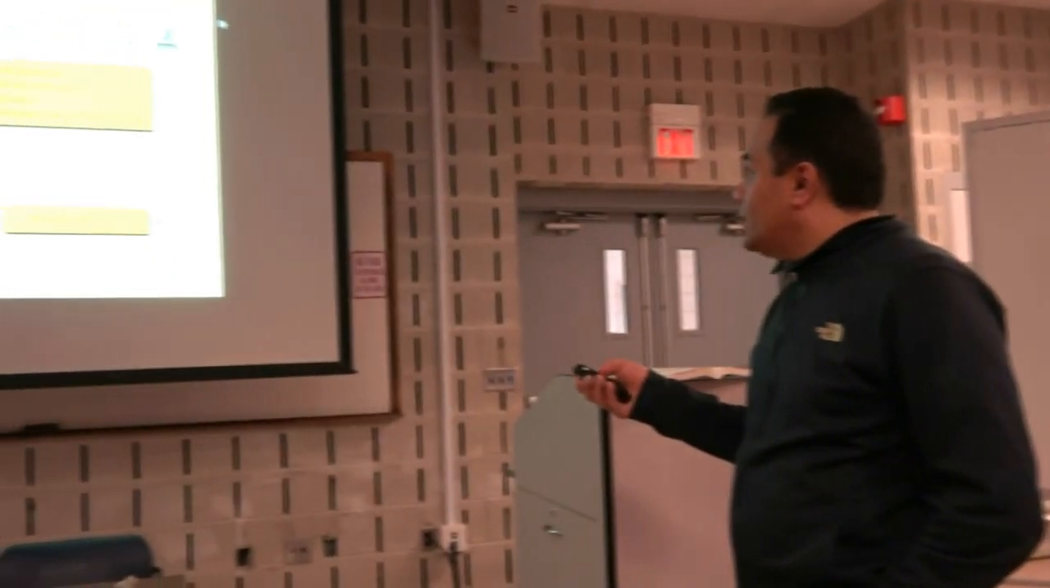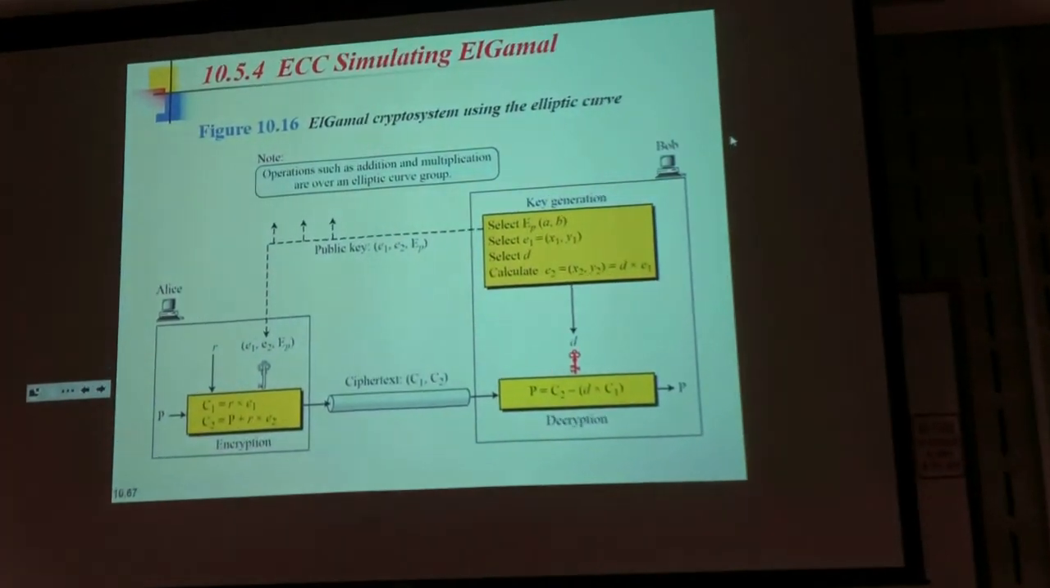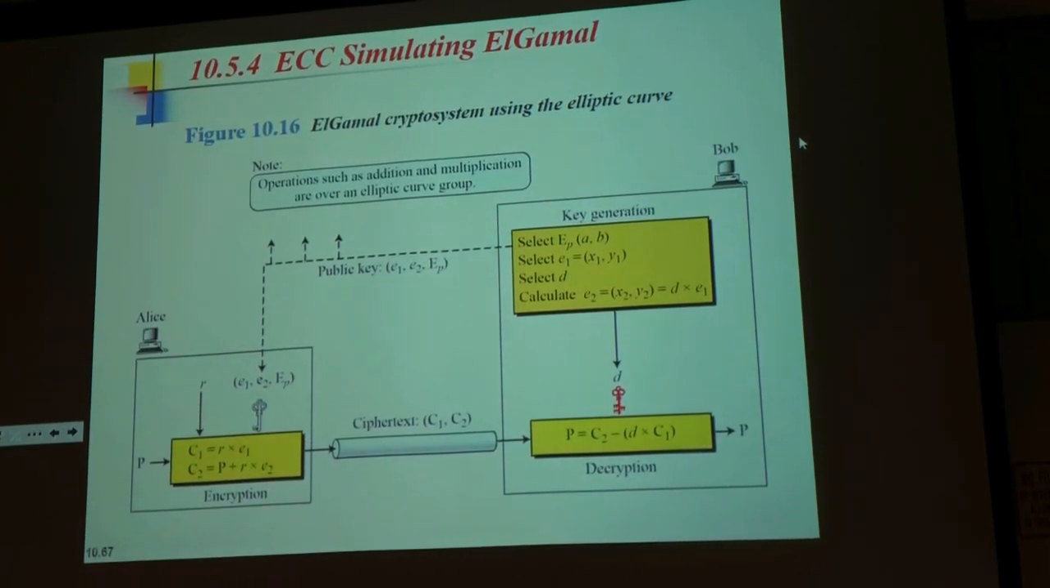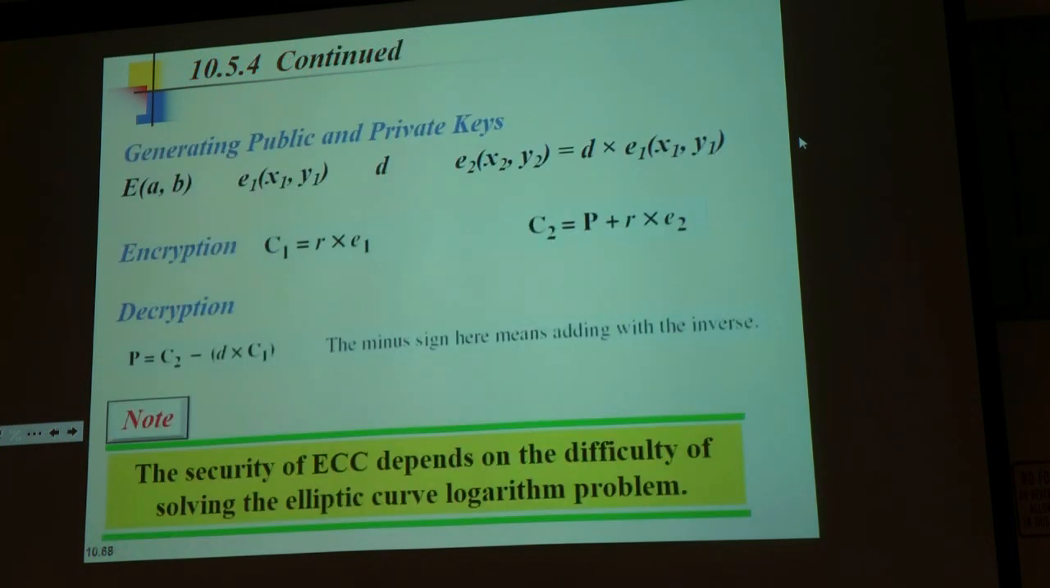You have to select E1 and then d, and you calculate what? E2. E2 equals the digit multiplied with E1. So you're going to add E1 to itself d times. And the public key is again E1, E2, and the E_p. Before in ElGamal, what we put in here, if you remember, was p, right? The same process you do for all of that, for simulating: the E_p, the E1, the d, E2, the encryption, the decryption. So the security of ECC depends on the difficulty of solving the elliptic curve logarithm.